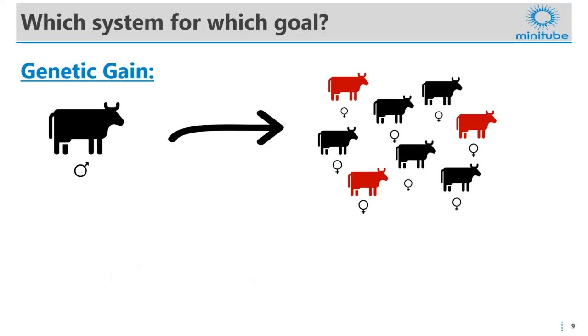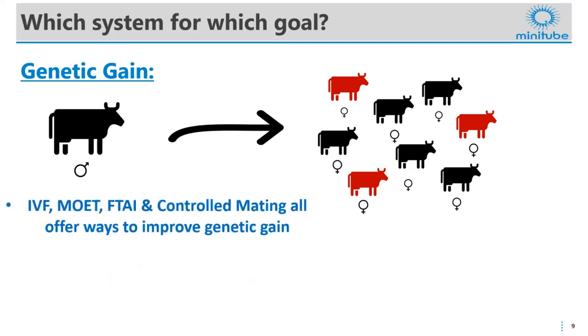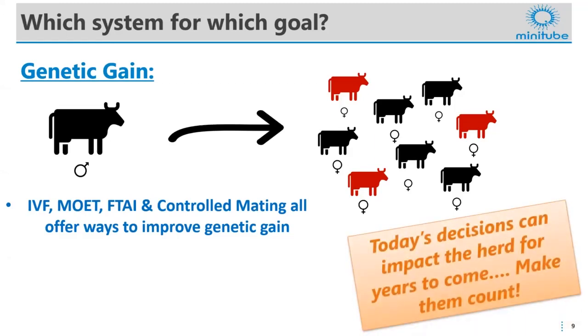So how do we choose that? If you're looking for just getting genetic gain from your breeding season, the types of programs that suit that are IVF, flushing, fixed time AI, and controlled mating. They all offer different ways to improve your genetics. But when you're doing this, just remember that the decisions you make today can impact you for years to come. Like I was saying earlier, if you buy a bull, his genetics can hang around for a long time. So make sure you plan this well.